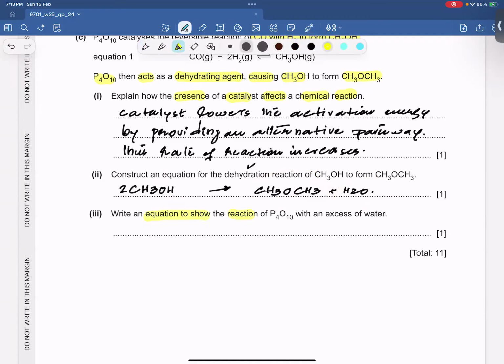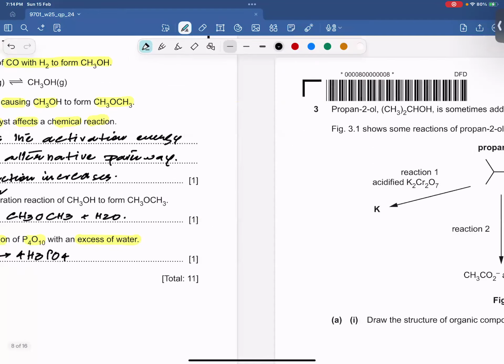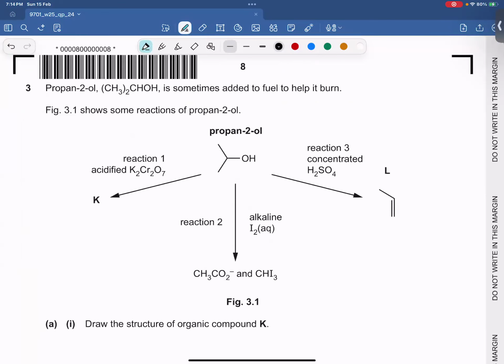Write an equation to show the reaction of P4O10 with the excess of water. When P4O10 is dissolved in excess water, you will get phosphoric acid. And the formula of phosphoric acid is H3PO4. Since we have 4 phosphorus on the left hand side, we need to put 4 phosphorus here. I'm going to write 6 here. So that's the balanced chemical equation. Okay, that's the end of this question, guys. Let's move on to the next one. That is question number 3.